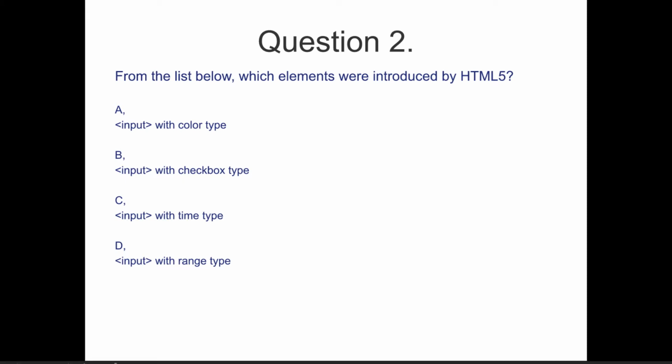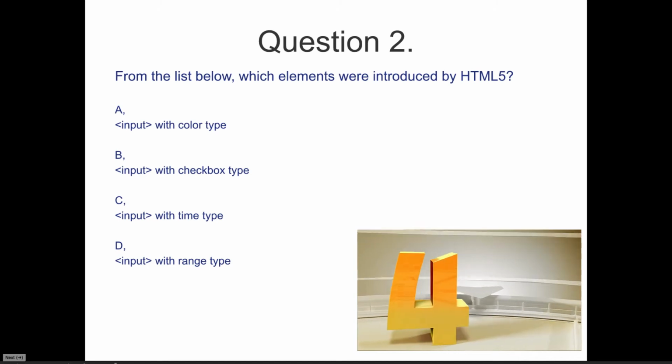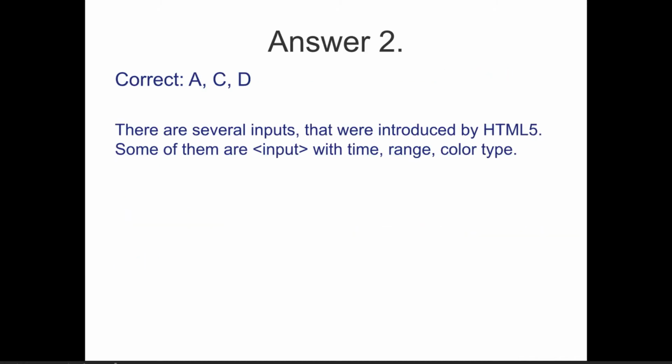So let's look at question number 2. And from the list below, which elements were introduced by HTML5? So input with color type, input with checkbox type, input with time type, input with range type. And again, there could be more than one correct answer from the multiple choice questions below. So the correct answer is A, C, and D.